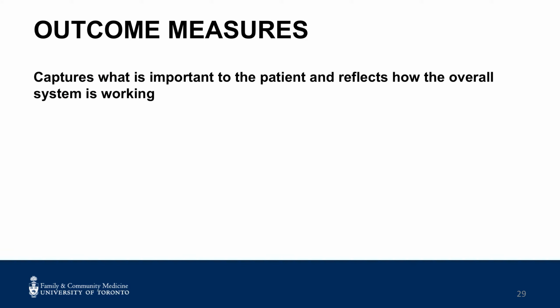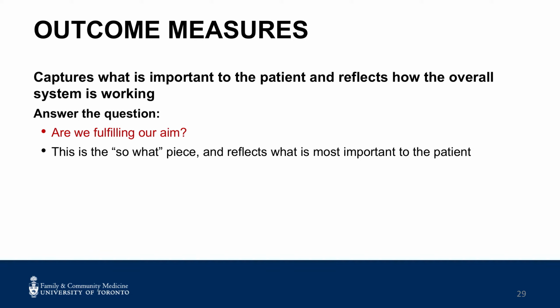Outcome measures look at the results of a process. They reflect how a system is working. For example, what is the rate of adverse medication events? Outcome measures answer the question, are we fulfilling our aim, and are considered the "so what" piece as related to the aim, and in many cases reflect what is important to patients.